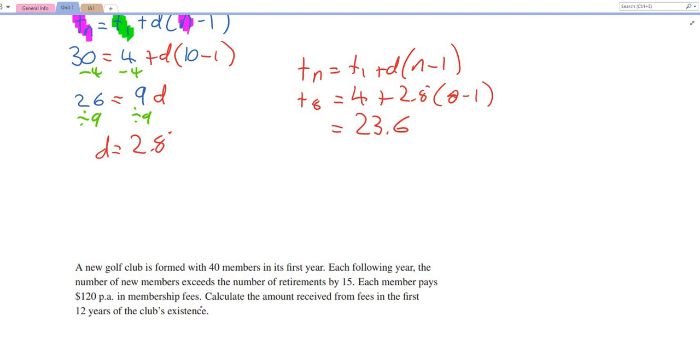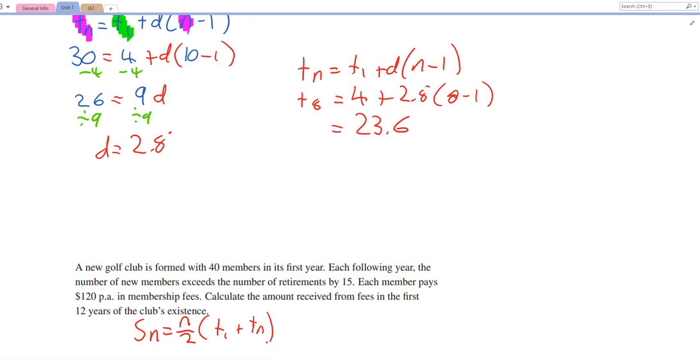Okay, maybe it would help if we think, if we have an arithmetic series, what's the rule? Sn equals n over 2, bracket T1 plus T2, I mean Tn, in brackets.